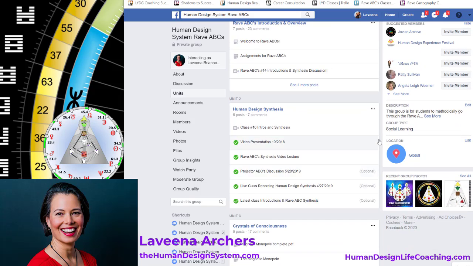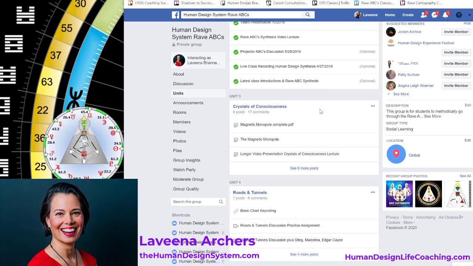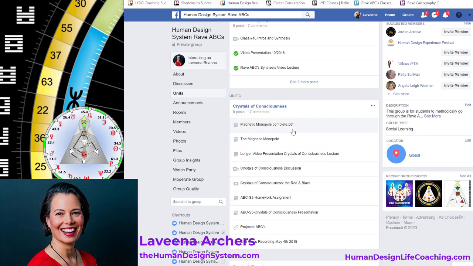There's also the Human Design Synthesis in Unit 2, so that explains all of the aspects of the Human Design System as far as the components, the structure that creates the synthesis that is human design. Then the next unit, Unit 3, we have the Crystals of Consciousness.